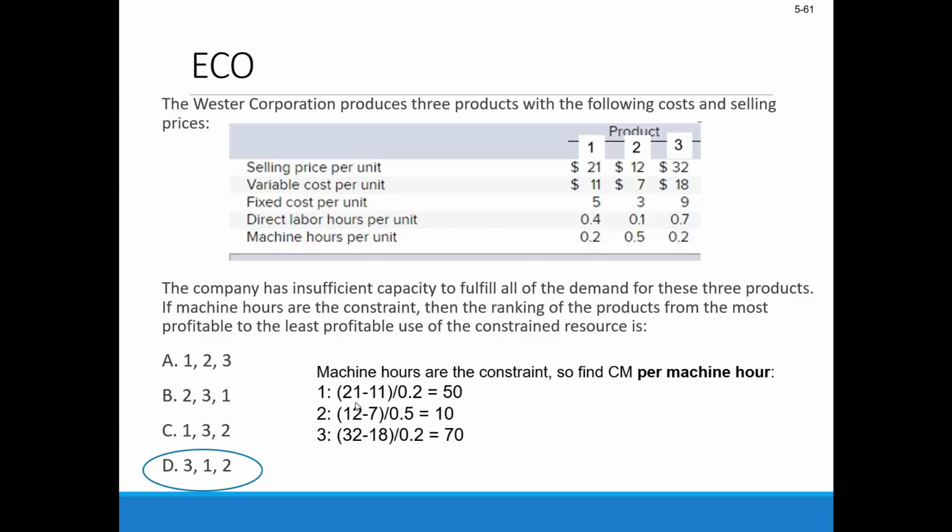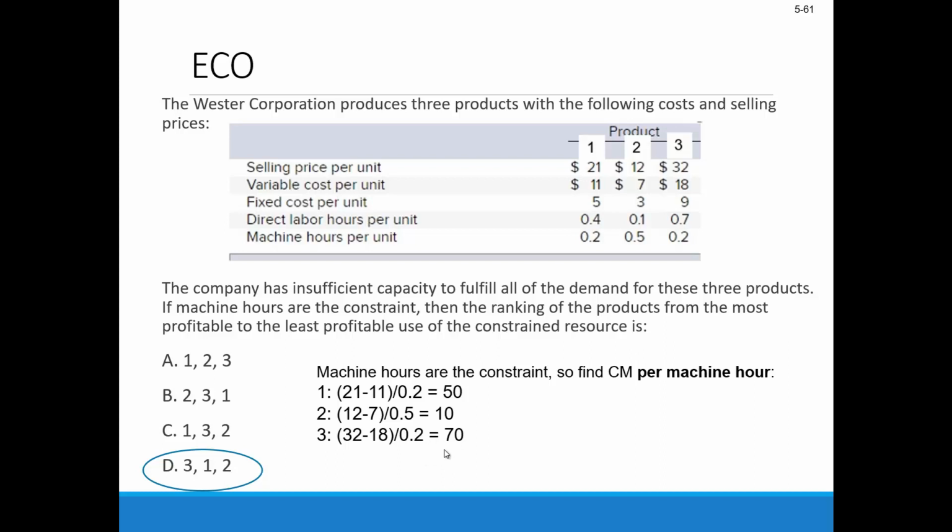So for product 1, that's the selling price of $21 minus the variable cost per unit of 11. So that in parentheses is our CM per unit, divided by the 0.2 hours it takes, and there's $50 per hour. Product 2, selling price minus variable cost, divided by the half hour it takes, and that generates just $10 per machine hour. And then product 3, selling price minus variable cost, divided by the 0.2 hours it takes, and that generates $70 per machine hour.